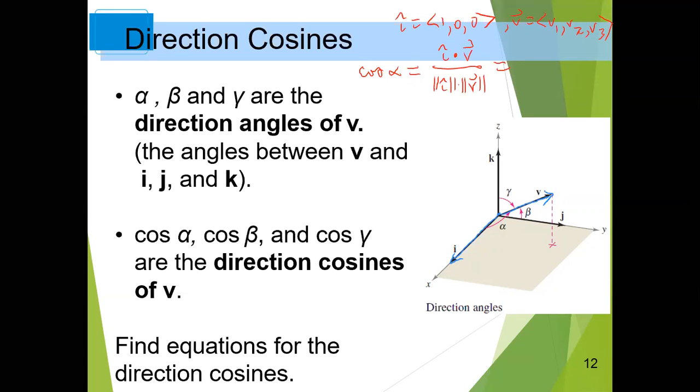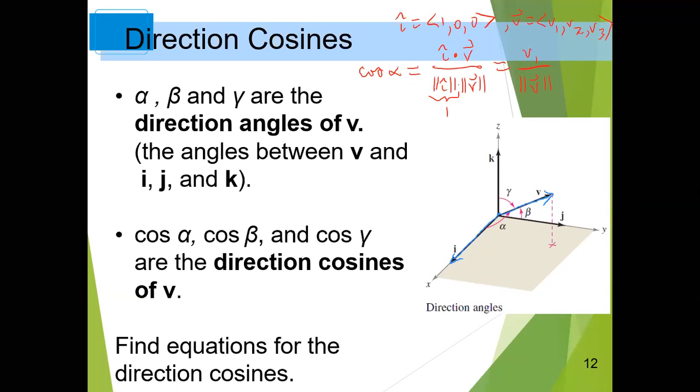Just the first coordinate, yeah? Because the zeros are going to kill the second and third coordinates. And I'll just get V1 over, now here's the thing, what is the length of I? What's the length of I? 1, yeah? So this part right here just kind of disappears and we're just left with V1 over the length of the vector, yeah? So cosine of alpha is equal to V1 over the length of V.